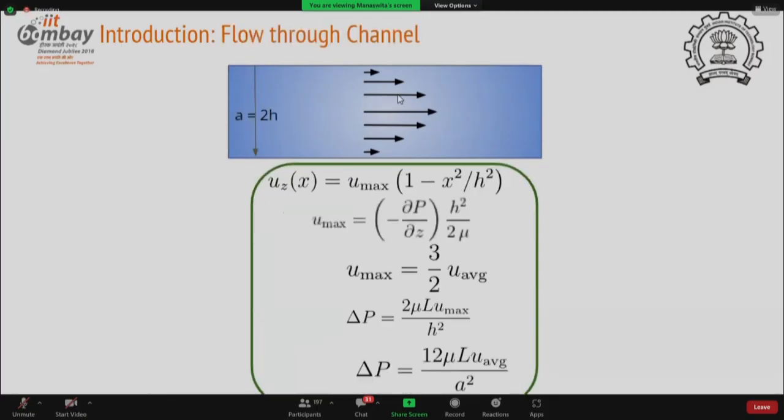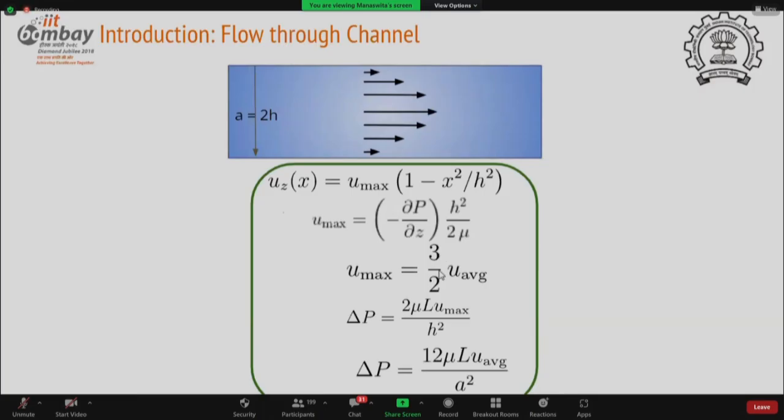Now the exact same schematic representation applies for a channel flow. However, the equations change. Here X is the cross flow direction, and Z is the flow direction. So Uz is a function of X. Uz over U max is 1 minus X squared by H squared, where H is the half channel width. U max is given as minus partial P partial Z times H squared by 2 mu.